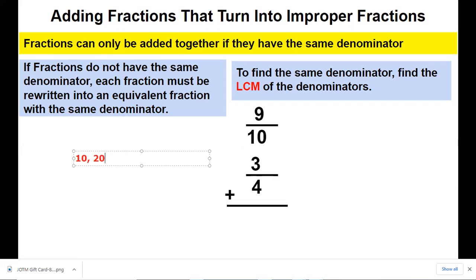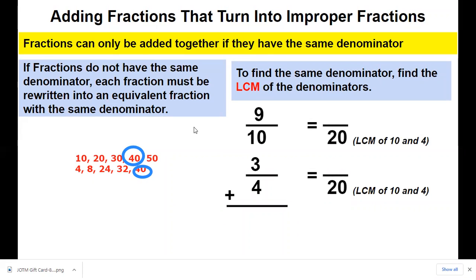10, 20, 30, 40, 50. I'm going to stop there. Let's count by fours. 4, 8, 3 times 8 is 24, 4 times 8 is 32, 5 times 8 is 40. Notice how 40 is our match. So 40 is going to be our new denominator. So let's put that in there.